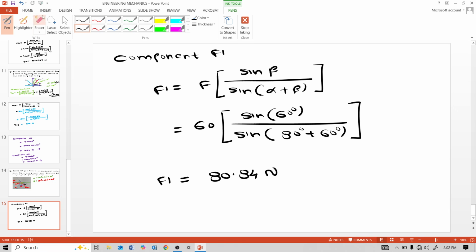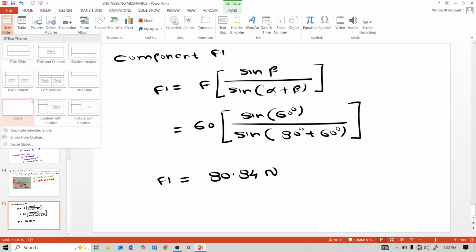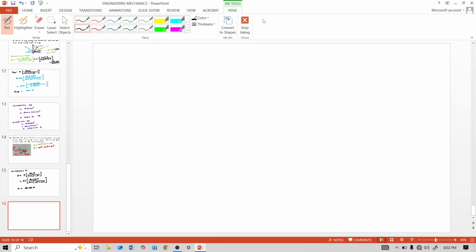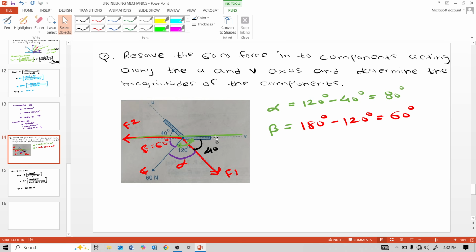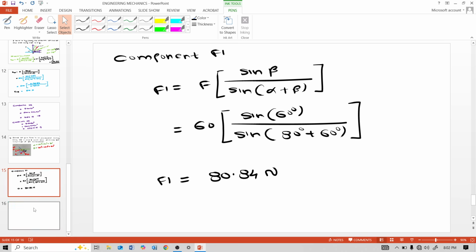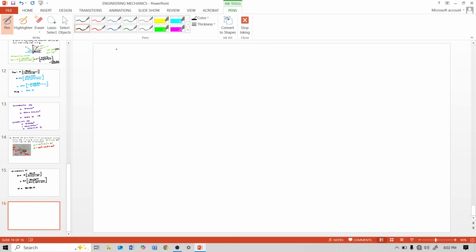Now similarly we will solve the F2 oblique component. Just see how we are solving it, which angle we are considering. Just remember the formula, those things are important for solving this numerical: how we are calculating angles, how we are applying geometry. Component F2: F2 component is equal to again F upon sine.